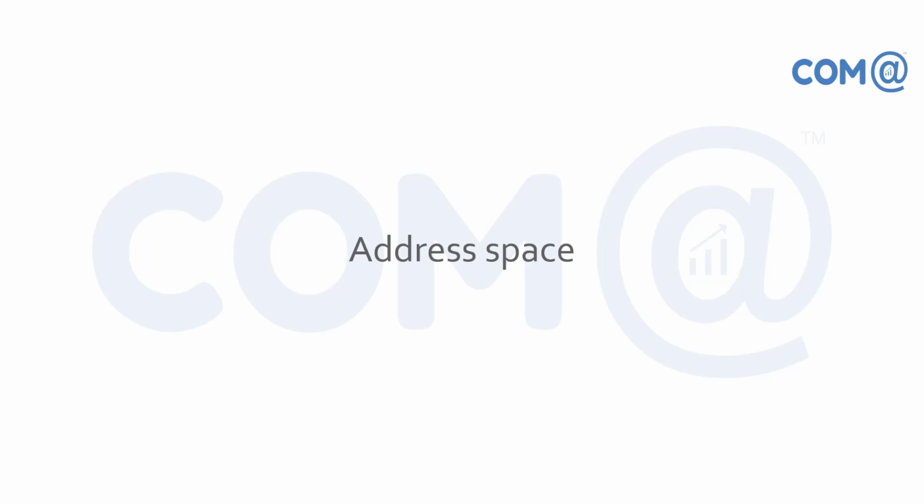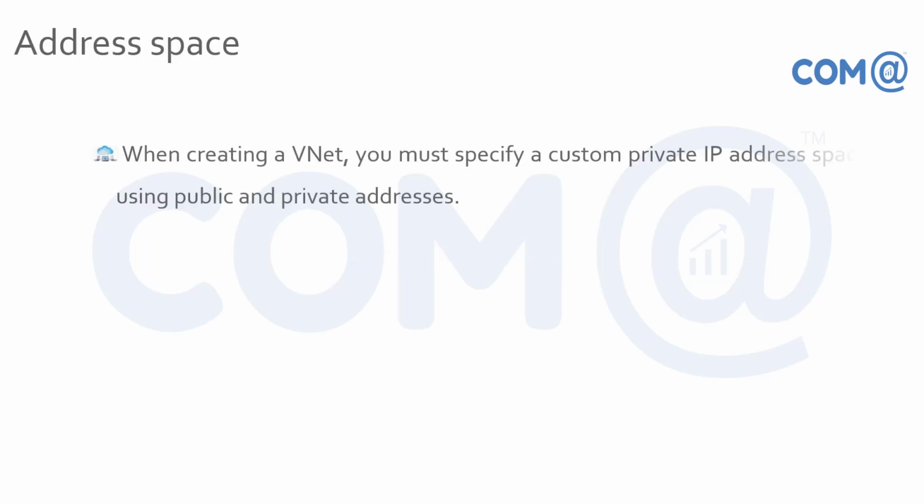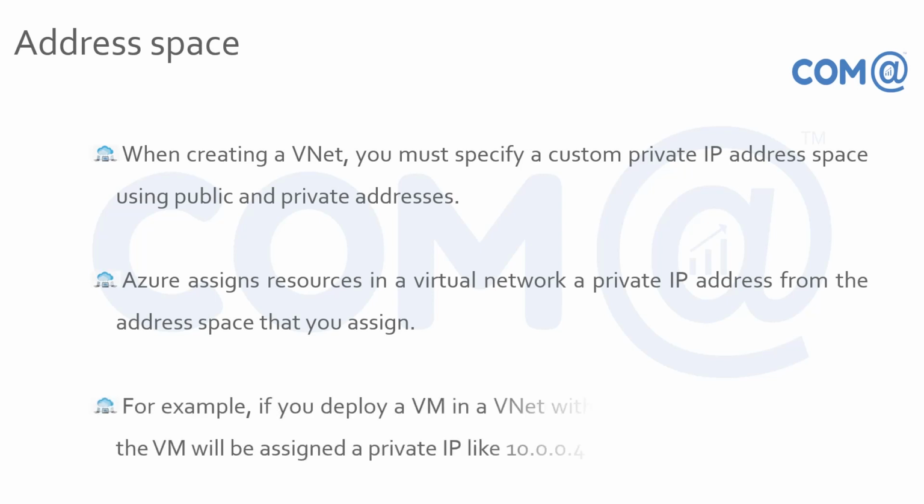Now about the address spaces of the VNet. When creating a VNet, you must specify a custom private IP address space using public and private addresses. Azure assigns resources in a virtual network a private IP address from the address space that you assign to the VNet. For example, if you deploy a VM in a VNet with address space 10.0.0.0/16, the VM will be assigned a private IP like 10.0.0.4.